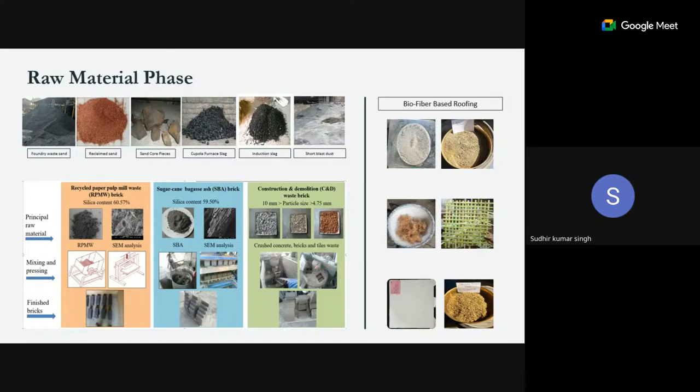Right? So foundry waste you can see at the top. Then you can see there are different wastes which Raliga sir's team has developed. Basically, I have taken this thing: recycled paper, pulp mill waste, sugarcane garbage waste, construction and demolition waste. So everything that was going into the dump has been used to make some building block, and then the CO2 emission has reduced.